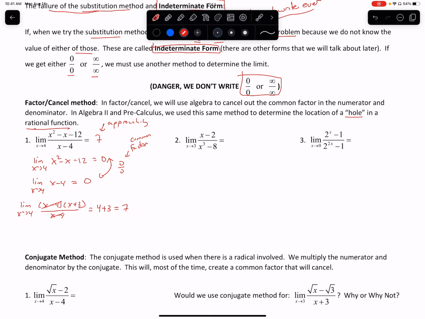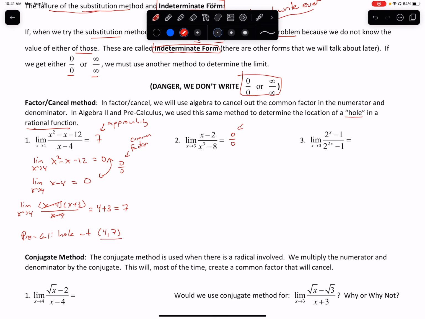Now, in pre-cal, we would say there is a hole at x equals 4, y equals 7. And that's what we would say. So let's take a look. Why don't we write 0 over 0? It's the equal to part. If I plug in a 3 here, I'm going to get 0 over 0.